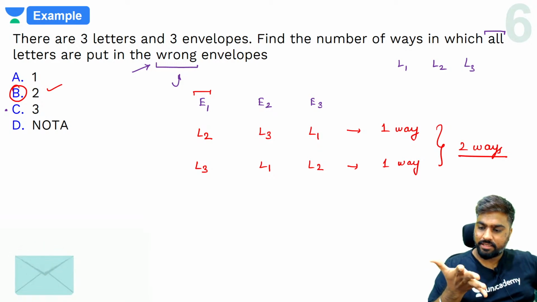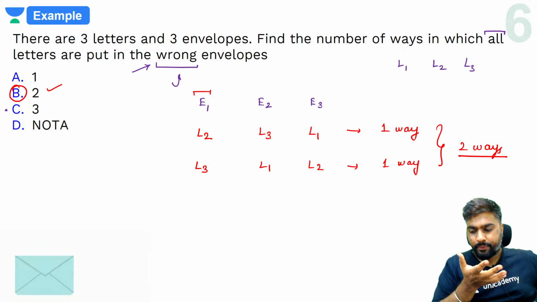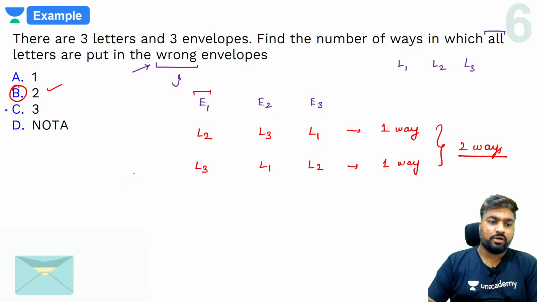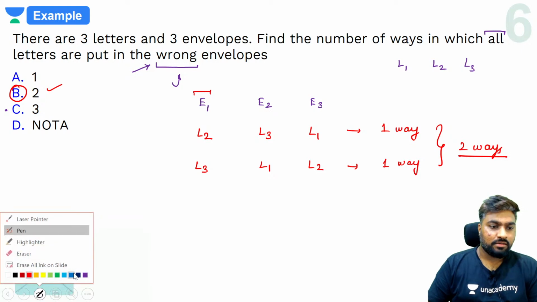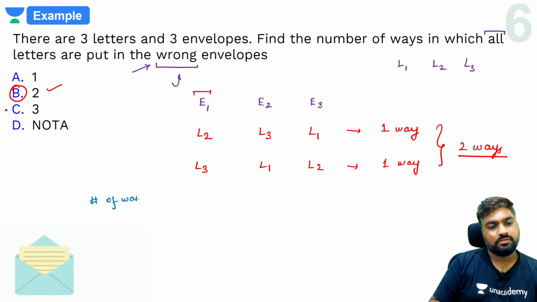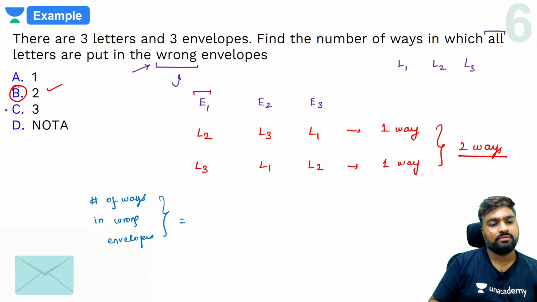Quickly say yes if you understand this. So in this case, what you're doing is counting the number of ways in which letters are put in wrong envelopes, or envelopes, whatever you want to call it.